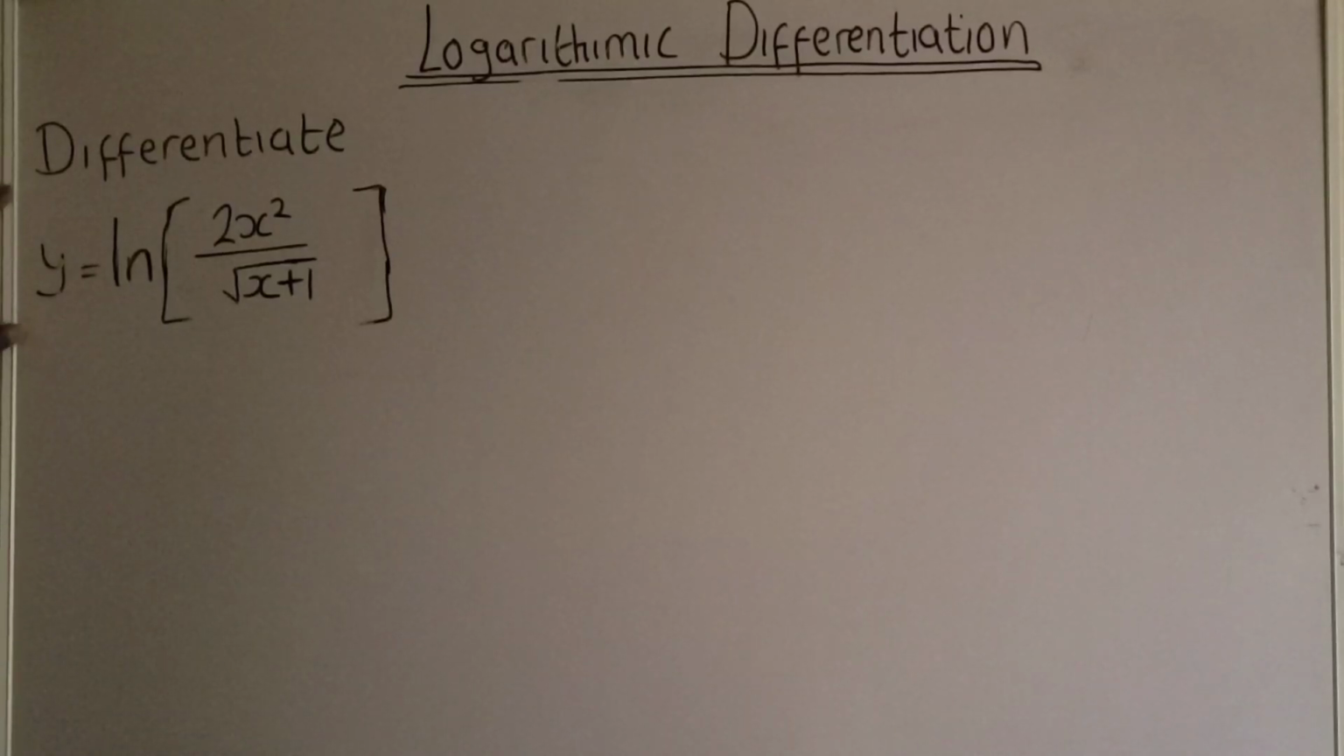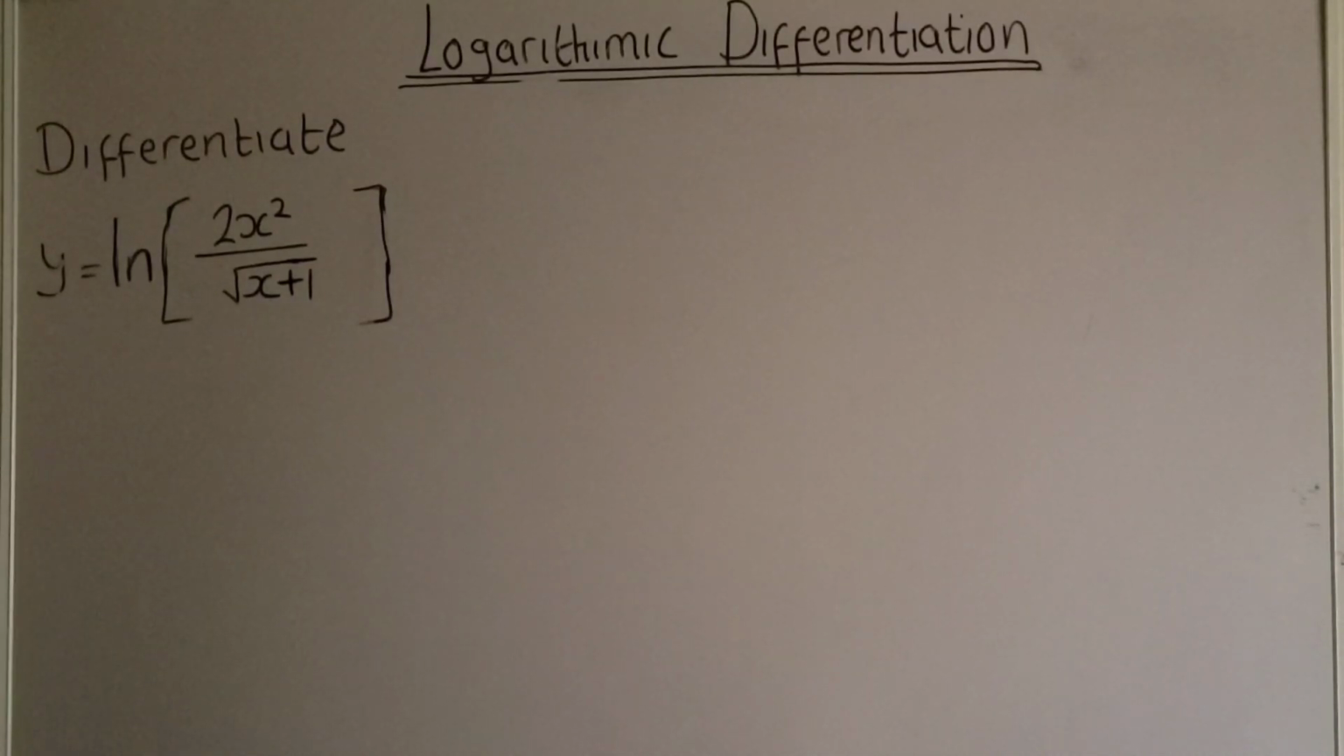Find the derivative of y equals the natural log of 2x squared all over the square root of x plus 1. To solve this question, the first step is to decompose this. Probably you have not watched my video on how to decompose a complex natural logarithmic function. You can proceed back to the channel and watch the video.